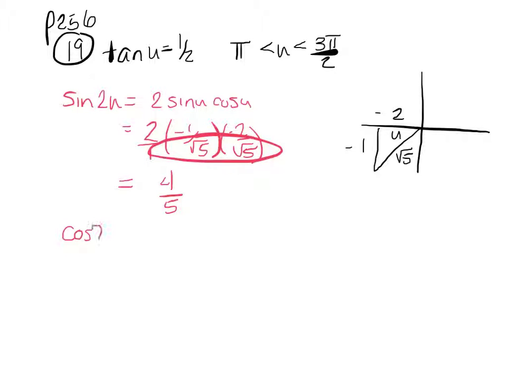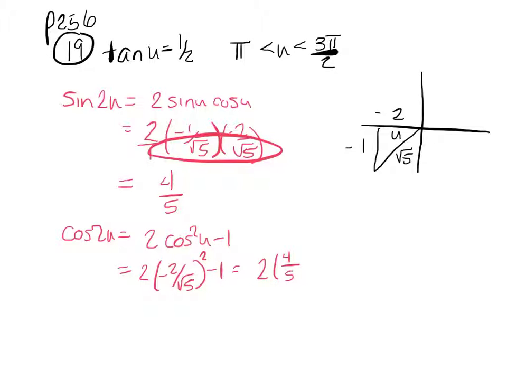Now the cosine of 2u, I have those 3 different formulas that I can use. It really doesn't matter which one you use. I'll just go with the second one. So then we have 2 times the cosine of u, which is -2 over root 5, squared, minus 1. So we get 2 times, square the top, you get 4, square the bottom, you get 5, minus 1. This is 2 over 1. So we get 8 over 5 minus 1, which is 5 over 5. And 8 minus 5 is 3 over 5.